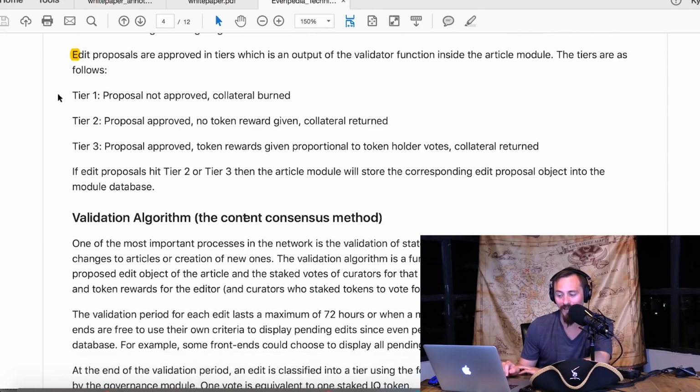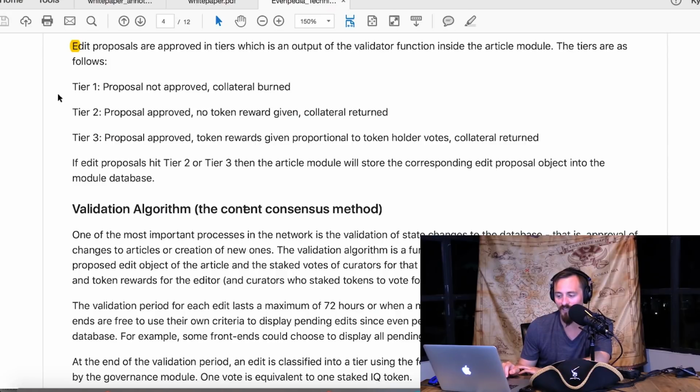So once you submit an edit, it looks like there are kind of three things that can happen here. Either your proposal, your edit, is not approved and your money gets burned, or your proposal can be approved, but no token reward given, collateral returned. So your proposal can be approved and you get your collateral back, but you don't get a token reward.